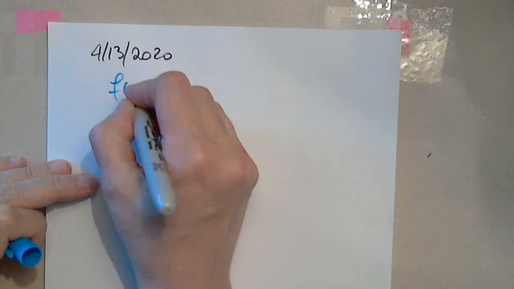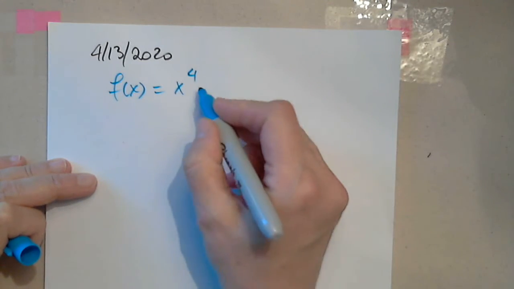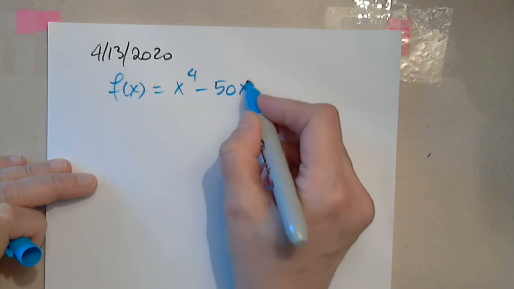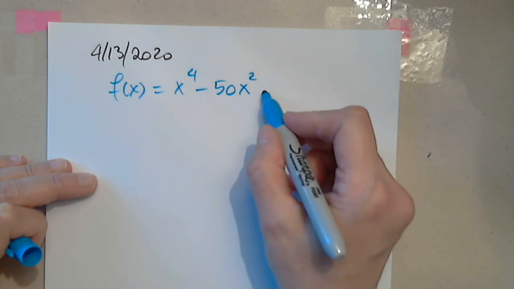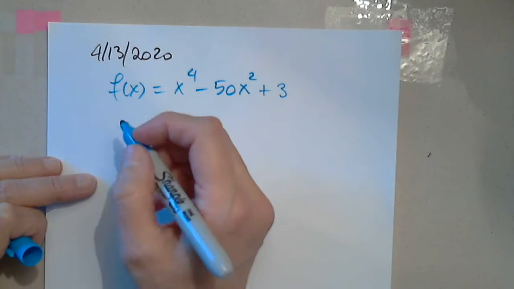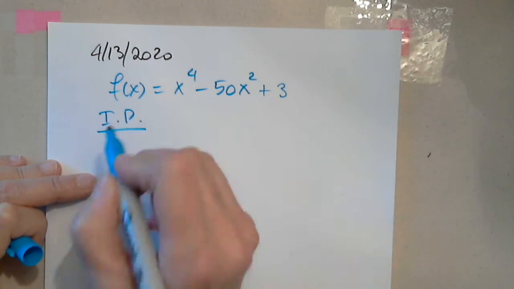This is a question from Pakistan. Yes. I was able to get through most of it, but I'm having trouble figuring out the inflection points. Consider the equation below: x to the fourth power minus 50x squared plus 3. And we only want the inflection points. Correct. Okay.